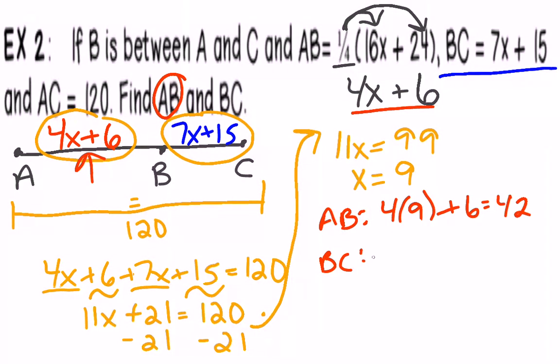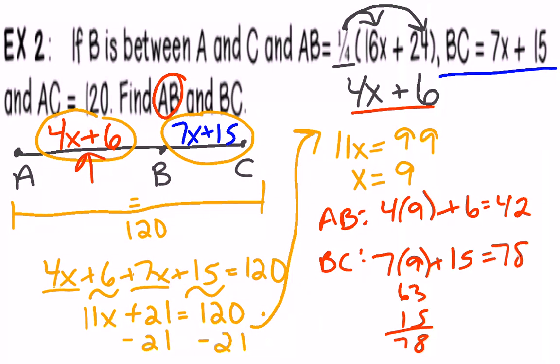BC is 7 times x, which is 9, plus 15. So that's going to be 63 plus 15, which is 78.